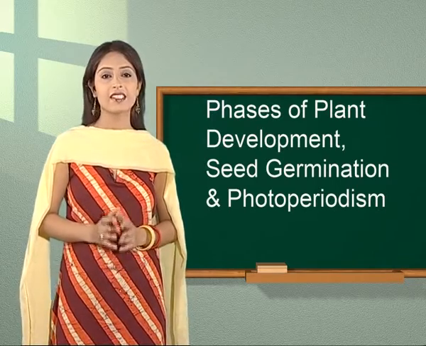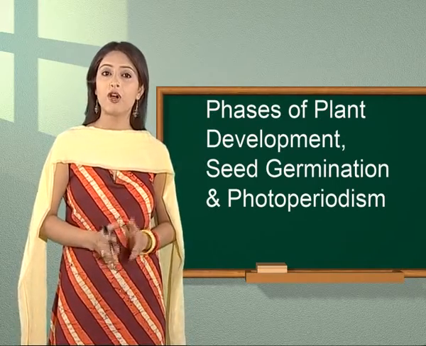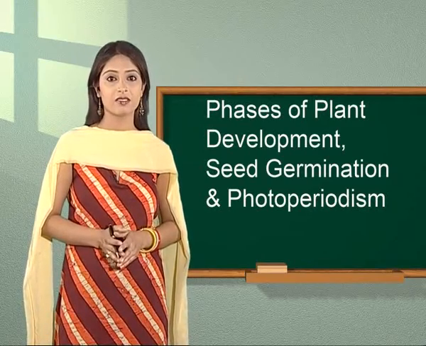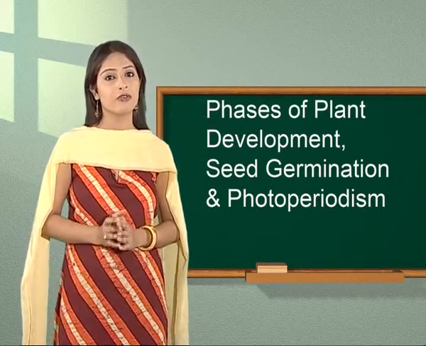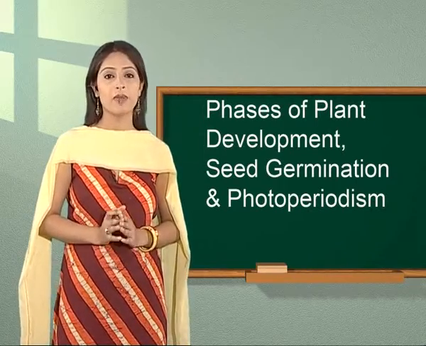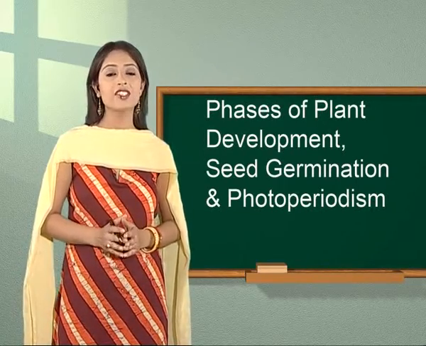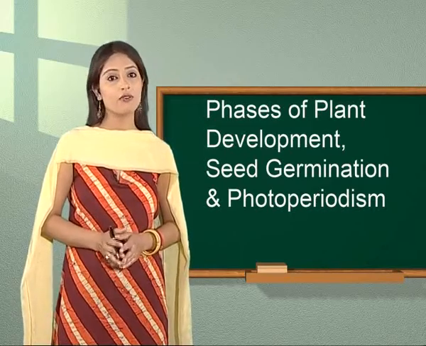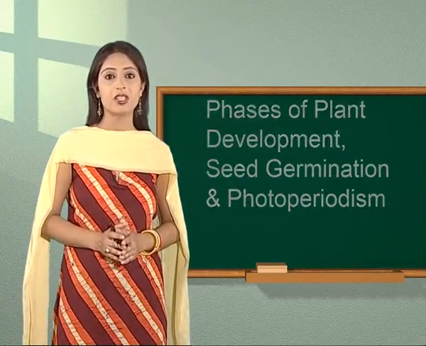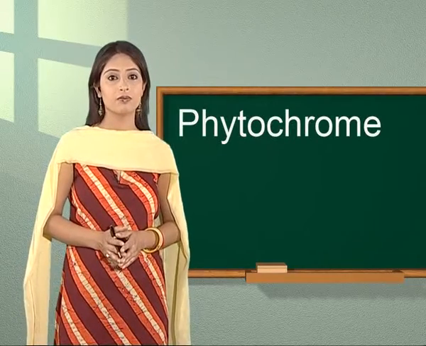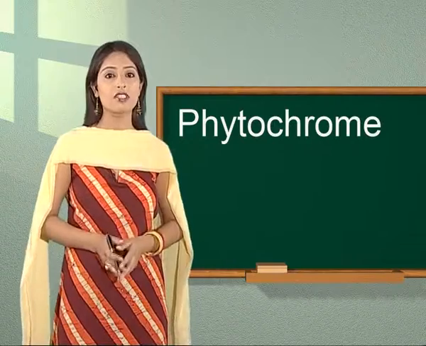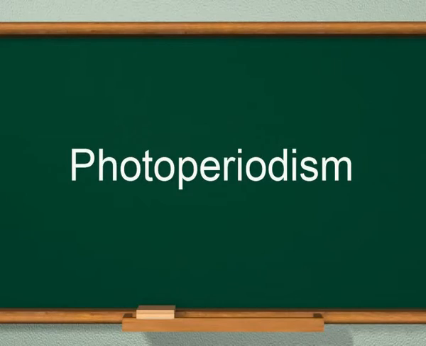For the light-sensitive seeds, the red region of the visible spectrum is most effective for germination. The far red region reverses the effect of red light and makes the seed dormant. The red light and far red sensitivity of the seeds is due to the presence of a photoreceptor pigment called phytochrome. After studying seed germination, let us now focus on photoperiodism.